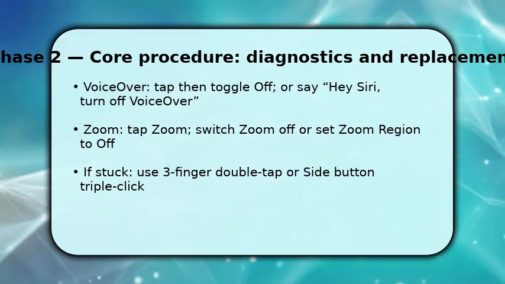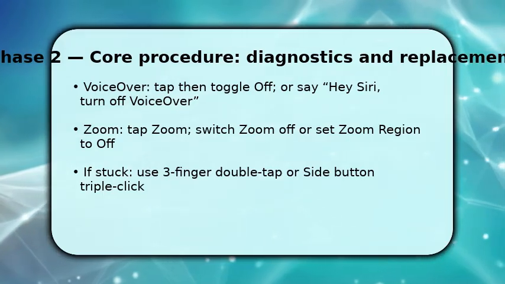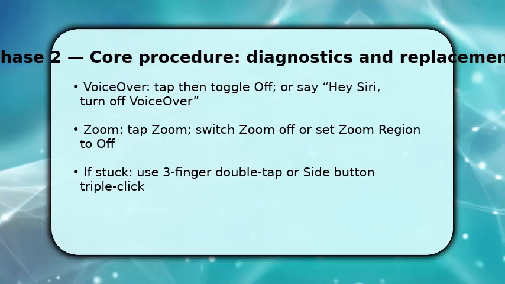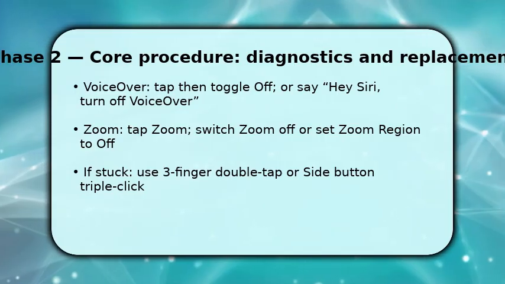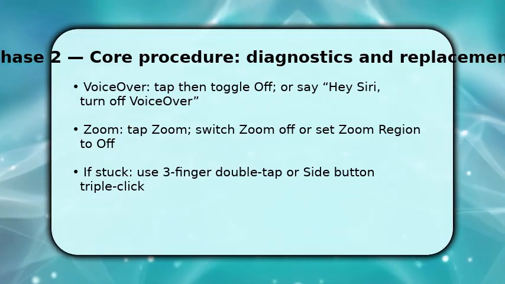stops magnifying. If controls are hard to reach, use a 3-finger double tap to exit Zoom or triple-click the side button if you assigned accessibility shortcut. These steps restore normal touch and view behavior.